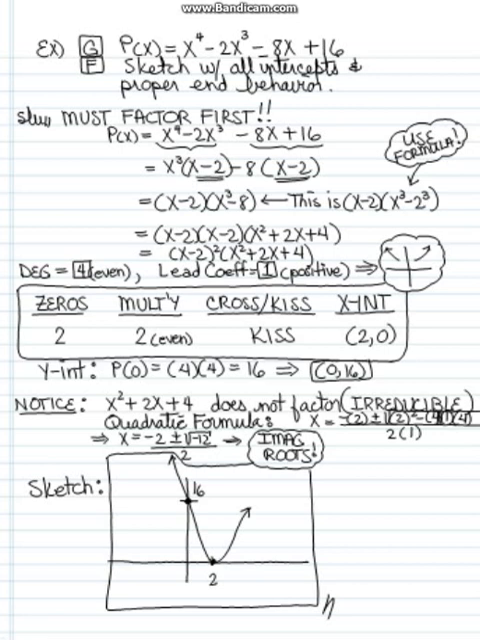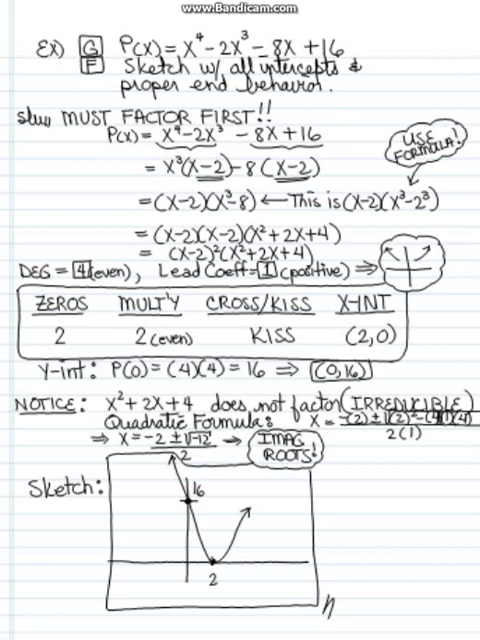Now, we didn't talk about what happens with the second factor, x squared plus 2x plus 4. We'll talk about that in a moment. The y-intercept, we can find by evaluating the function p at x equals 0, which will give us 4 times 4, which is 16. So the ordered pair 0, 16 is the y-intercept.